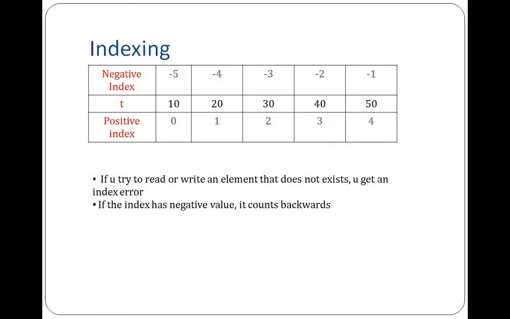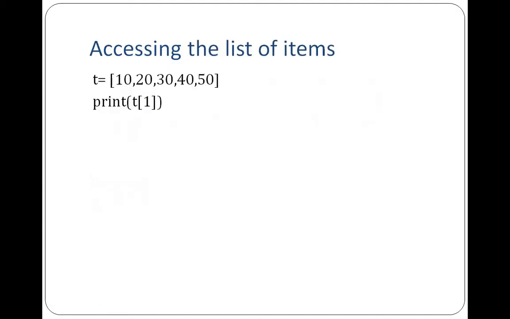Negative indexing is also available in list. If you want to access this 50, you can use t of -1. -1 refers to the last element in the list. And the last second element can be accessed with t of -2. And this 30 can be accessed with t of -3, -4 and -5. So from this slide, what we understood is you can access it either with positive indexing or with negative indexing. Positive indexing will start from 0 and negative indexing will start from -1. Okay, so we will see how we work in Python software.